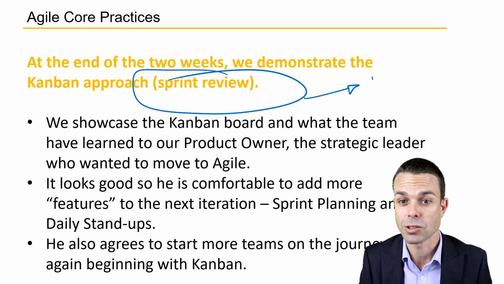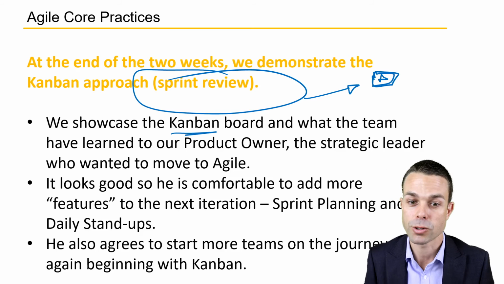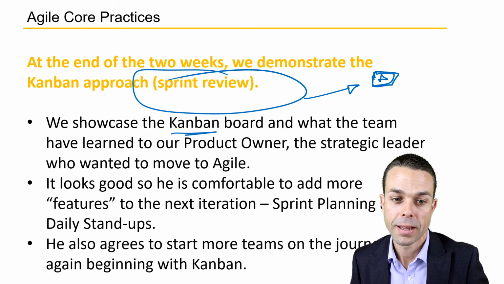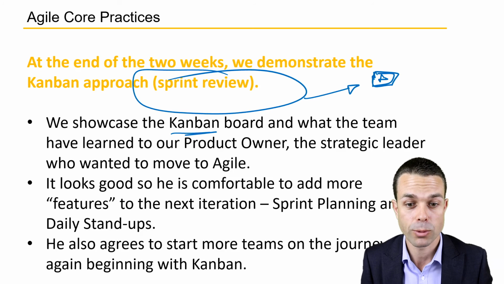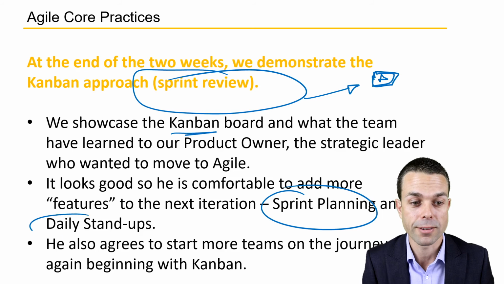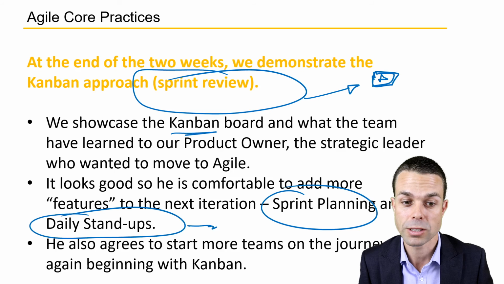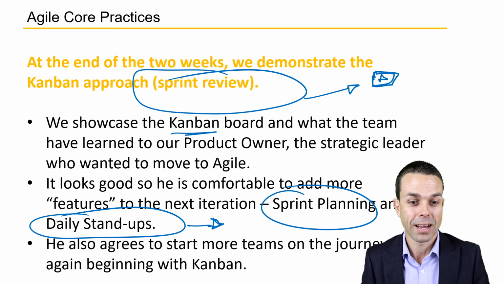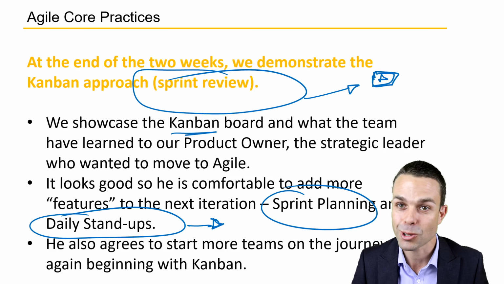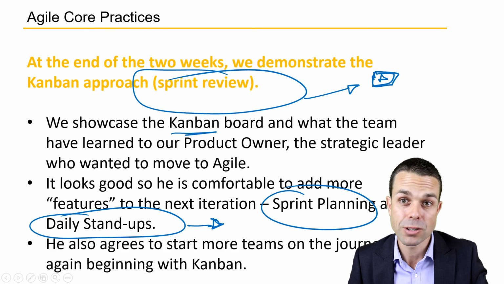Now, of course, this is just a tiny fraction. It's a feature that we're implementing, but we showcase that Kanban board and what the team have learned to our product owner, the strategic leader who wanted to move to Agile. Now it looks good, so he's comfortable to add more of those features. So he says, well, maybe we can do sprint planning as well. Maybe we can add the daily stand-ups, and it hasn't strained our team too much. So the next 2 weeks we can add those to our product backlog and our sprint planning, our sprint. And he also agrees to start more teams across the organization on that journey, again beginning with that Kanban approach to ease them into it as well.